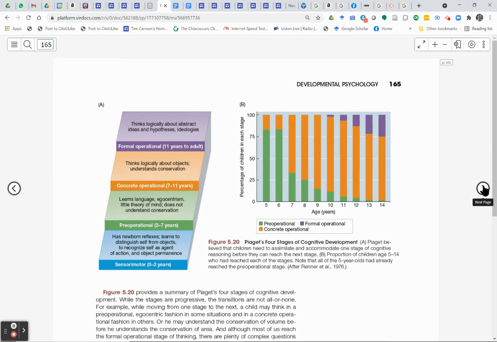and formal operational. Now, interestingly enough, when they compared Piaget's people, Swiss, to Americans, the Swiss moved along a bit faster, particularly evident with the formal operational. But look at that graph on the right. It says formal operational 11 to adult. Well, age 14 is a lot more than 11. And still, most people are concrete.